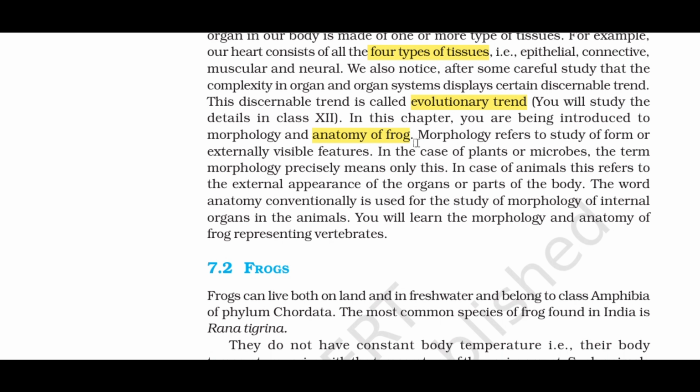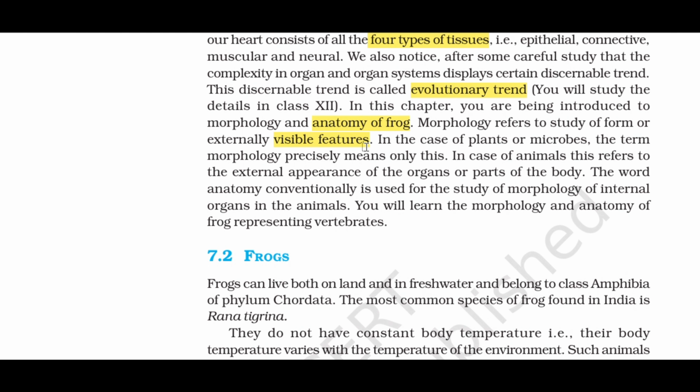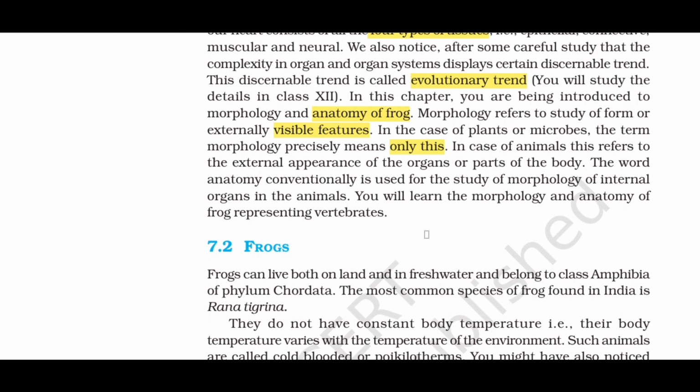Morphology refers to study of form or externally visible features. In the case of plants or microbes, the term morphology precisely means only this. In case of animals, this refers to the external appearance of the organs or parts of the body. The word anatomy conventionally is used for the study of morphology of internal organs in the animals. You will learn the morphology and anatomy of frog representing vertebrates.